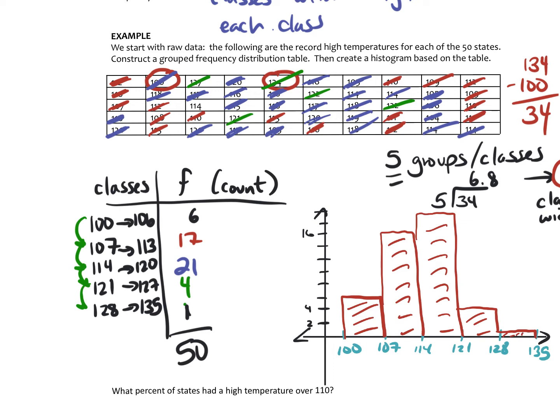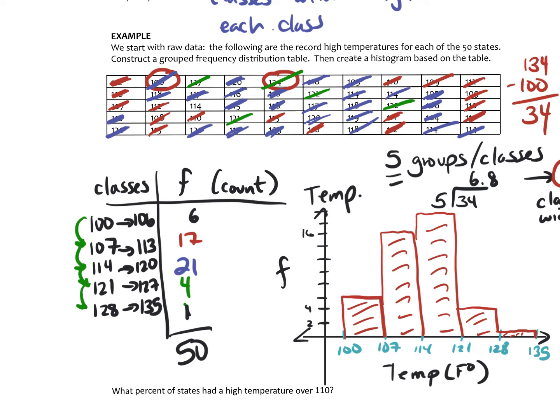Now, obviously, we should label it. This is our temperature, assume it's in Fahrenheit. And this is our frequency. Frequency, remember, is just a fancy word for how many in each group. And we should title it somehow. I don't know what you want to title it, temperature or something not very unique. So something like this.